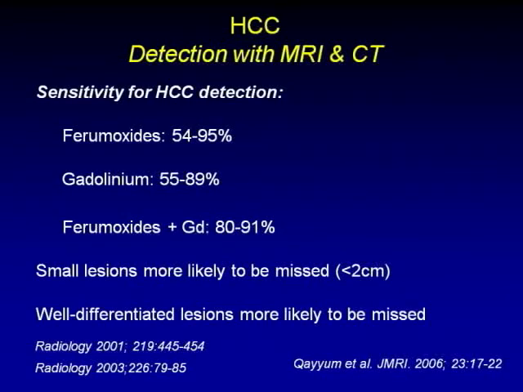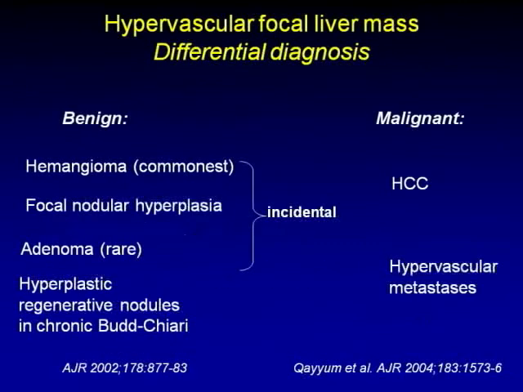But on sequential imaging, they will either regress or disappear. Hepatoma will grow. Dysplastic nodules, if they happen to be hypervascular, will remain stable in size. Okay, so just to summarize, hypervascular liver lesions, they're incidental findings and they're hypervascular, most likely to be hemangioma, FNH, adenoma. These are incidental findings. Other entities we'll touch on are hyperplastic regenerative nodules in chronic Budd-Chiari. It's a very specific thing in a specific disease entity. Malignancy, you're thinking of HCC and hypervascular metastases.